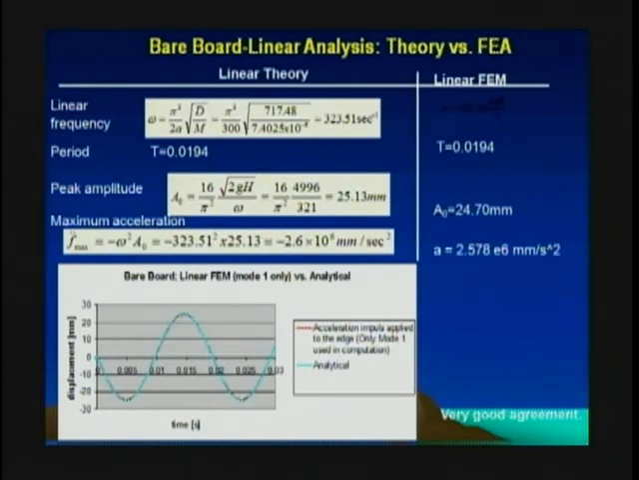And what is important, that's what I'm saying here, only mode 1 was used in this computation and in my case, but for mode 1 we have very good agreement. Later on you will see what happened when more than mode 1 was used by finite element.